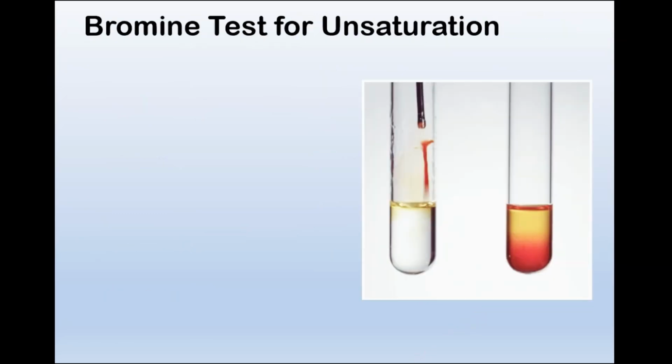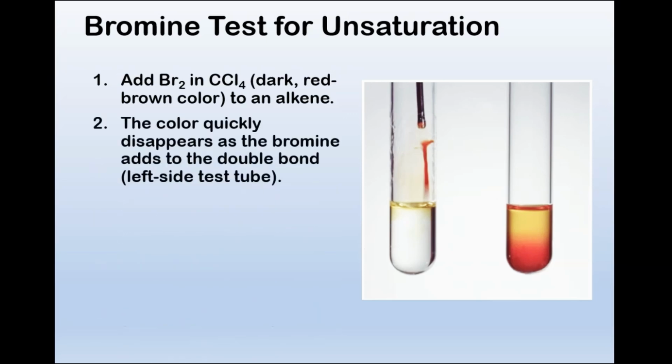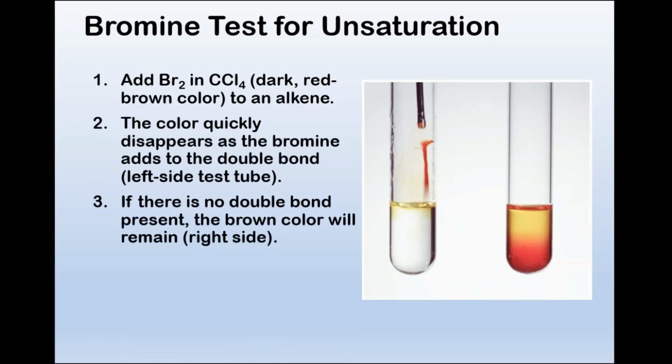So bromine's a nice, colored liquid. If we dissolve some Br2 in, say, carbon tetrachloride, we can test for a double bond in an alkene, or in a hydrocarbon. Here we add a drop, stir it up, and it disappears.